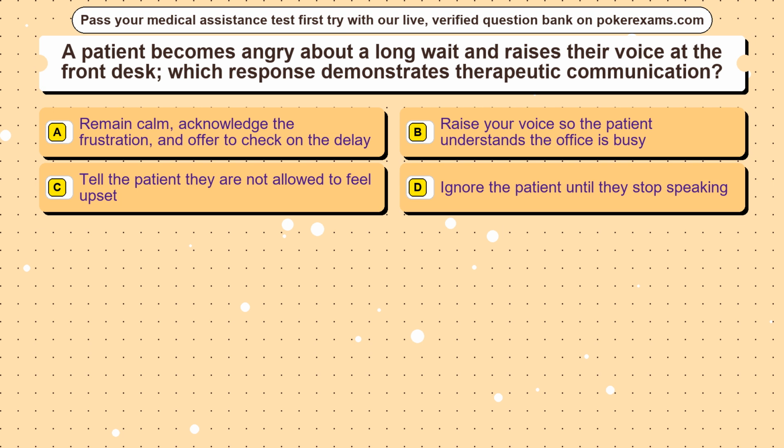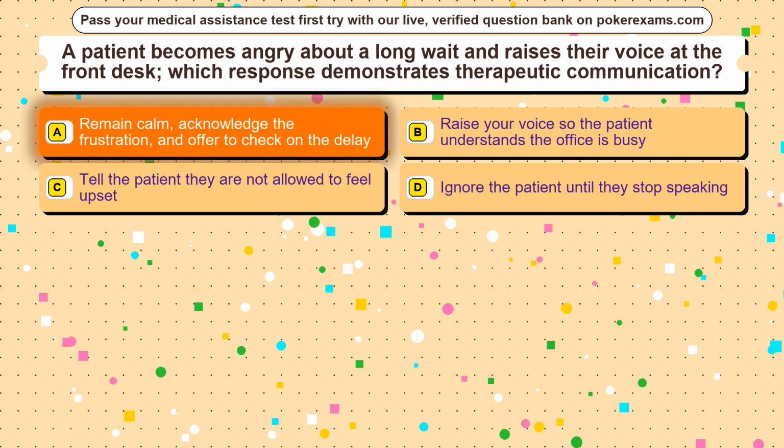Option B, raise your voice so the patient understands the office is busy. Option C, tell the patient they are not allowed to feel upset. Option D, ignore the patient until they stop speaking. The correct answer is option A, remain calm, acknowledge the frustration, and offer to check on the delay.